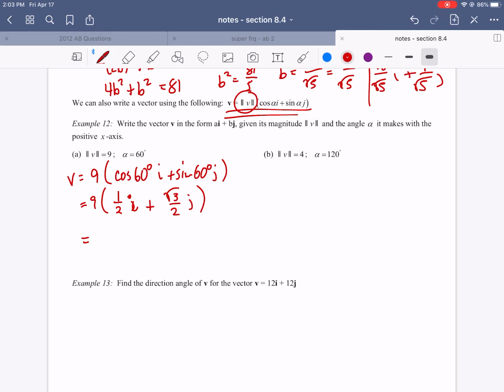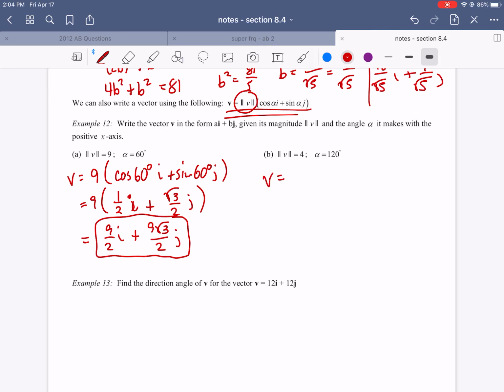And the thing that I'm going to do to finish this problem off is just distribute my 9. And so that's going to end up giving me 9 divided by 2 times i plus 9 square roots of 3 divided by 2 times j. And if anything in that fraction could reduce, you would need to go ahead and reduce it. And we're going to see that happen in letter B. So I'm going to give you a chance to try letter B. If you want to go ahead and pause the video, you can try that out right now, and then I will come back and work it out for you.